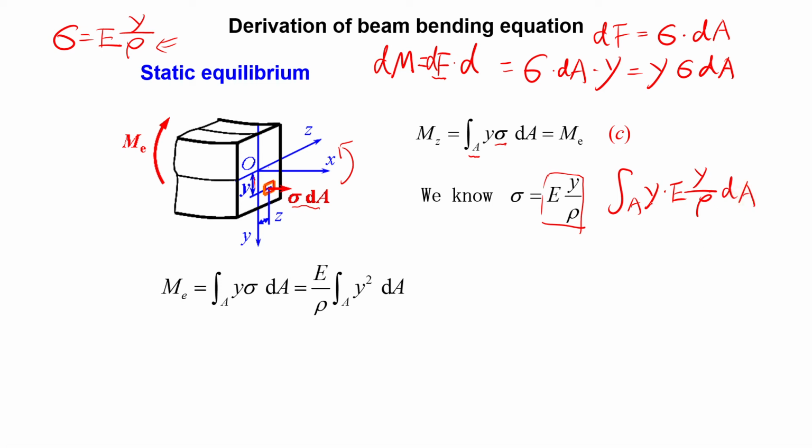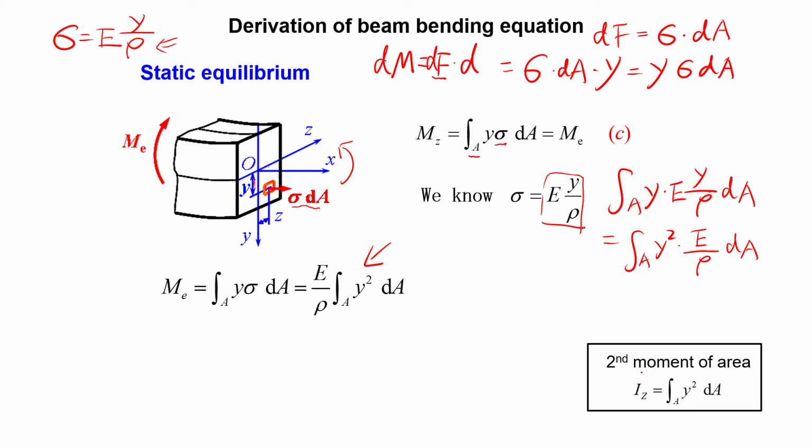Now you have y times y, which becomes y squared, okay? That's equal to the integral over A of y squared times E over rho dA. Because E over rho you can think of as a constant, you can take it out, so essentially we come to this equation.